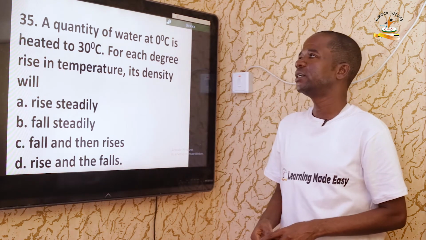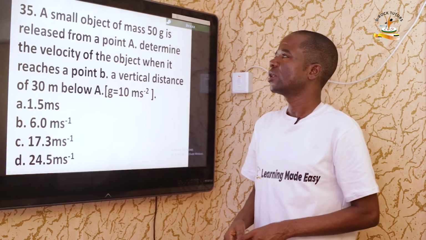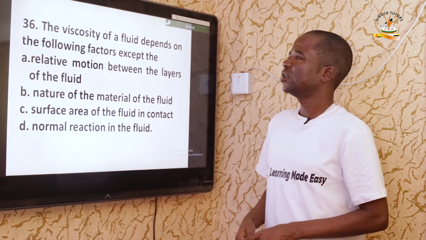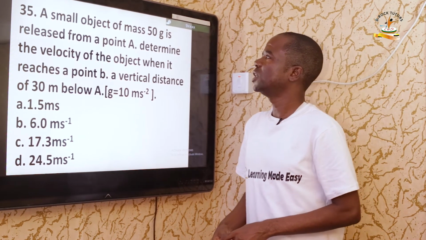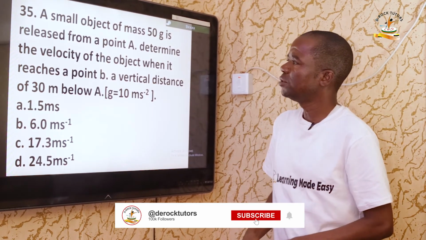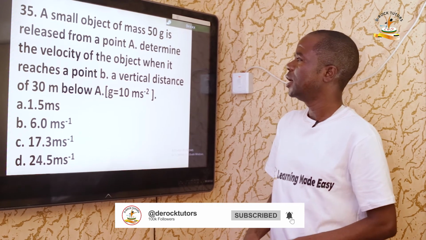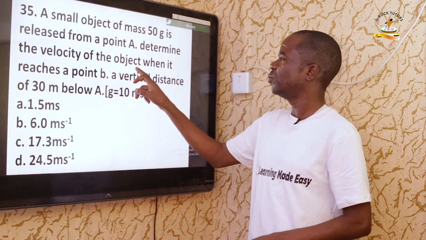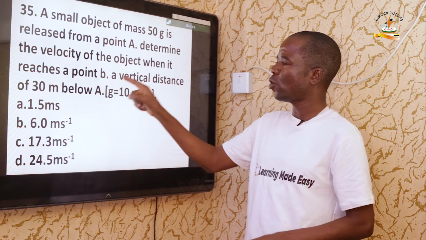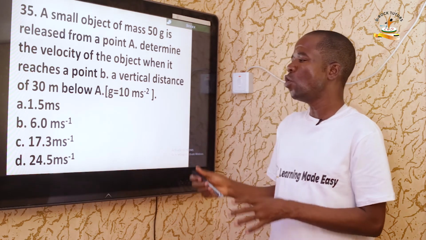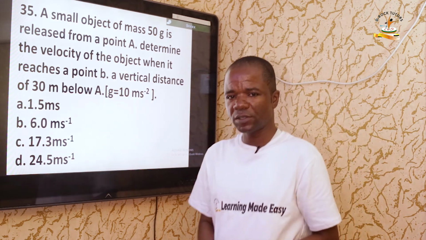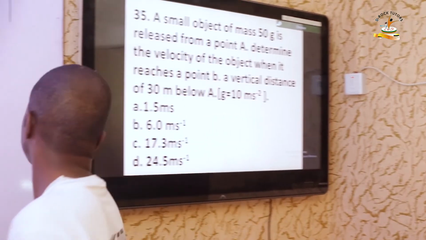Let's go to number 36. A small object of mass 50 grams is released from a point A. We are to determine the velocity of the object when it reaches a point B, a vertical distance of 30 meters below A. Let's look at the board and see how we can do this.